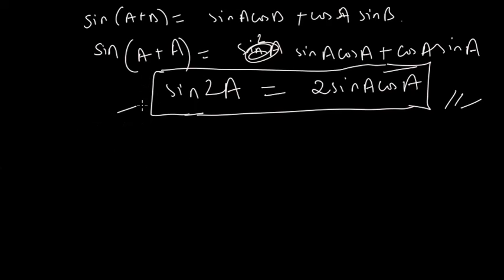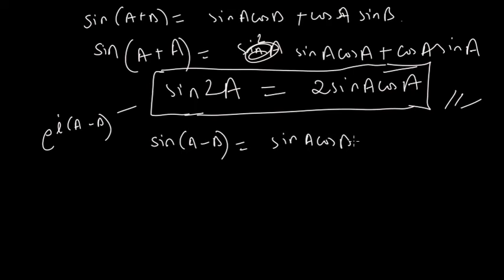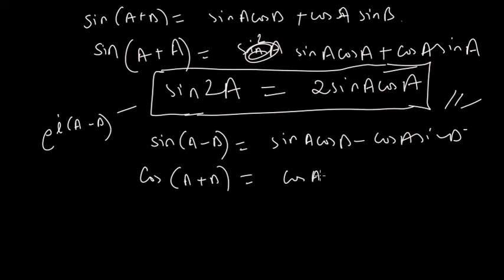So sin 2a is equal to 2 sin a cos a, we get, right? Now it can also be derived like this. From Euler's formula, if we take e to the power iota(a minus b), then we can find the value of sin(a minus b) as well, like we saw before. So this will be sin a cos b minus cos a sin b, right? And cos(a plus b), as before, is cos a cos b minus sin a sin b, right?